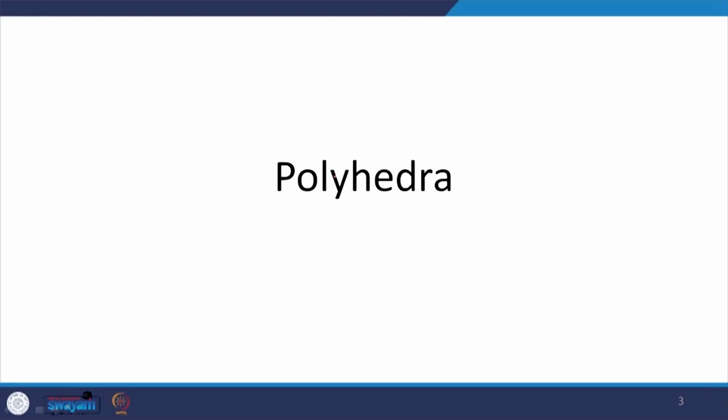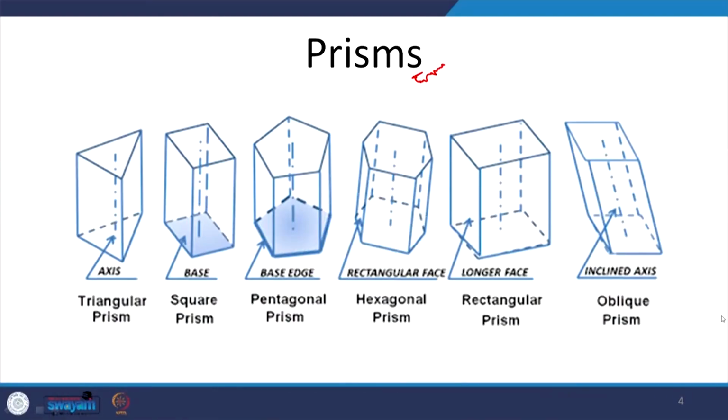So, let us first learn about the first group of solids, which is polyhedra, and a large number of solids actually come under this category called polyhedra. A lot of these solids you must be familiar with. Now, the first group of solids is the prism. So, what is a prism?